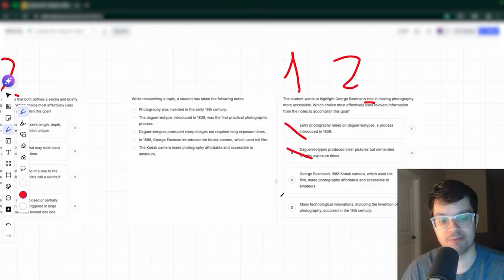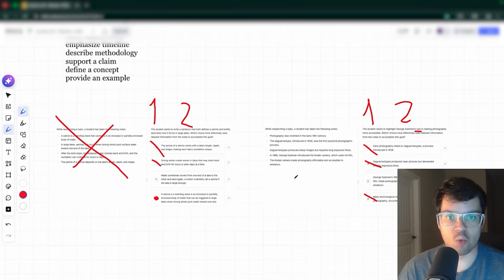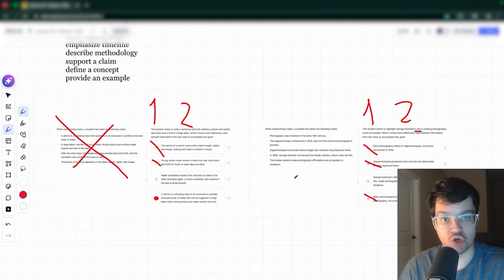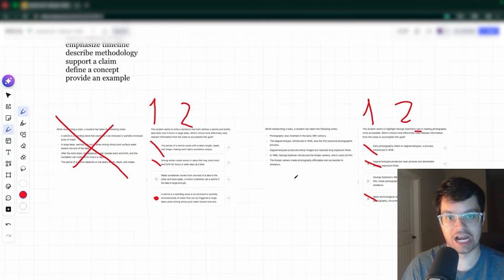Okay, same problem as for A and B. No mention of George Eastman at all here, so D would have to be wrong. So you're probably noticing what's really happening in a lot of these questions. It's like if they omit one really important detail, or if they focus on the wrong detail, that's typically enough to eliminate or just not really go for an answer choice. So keep that in mind as you're looking through these ones.